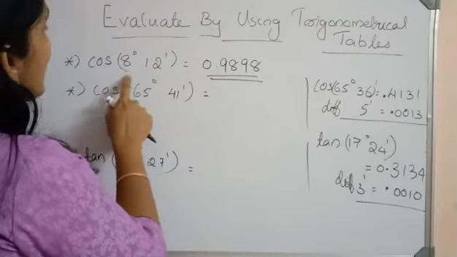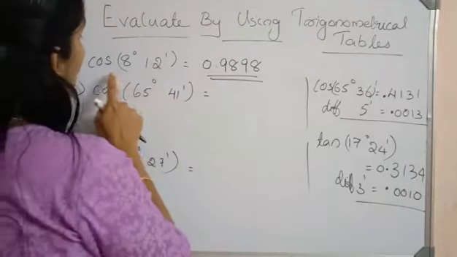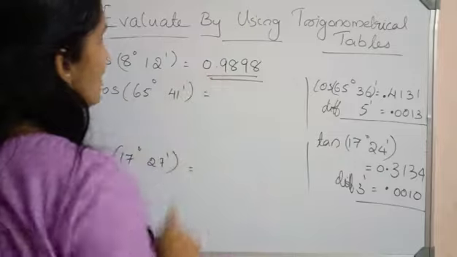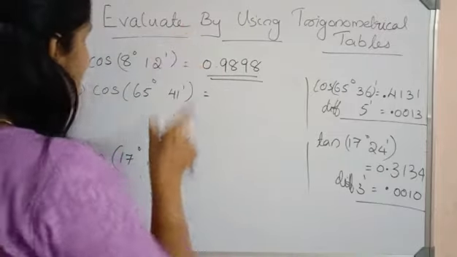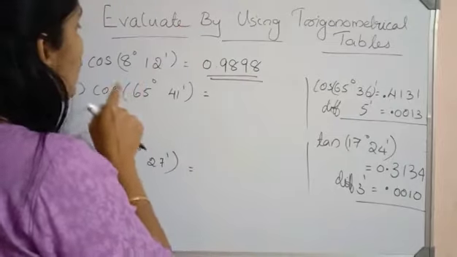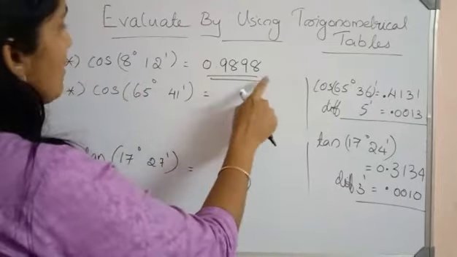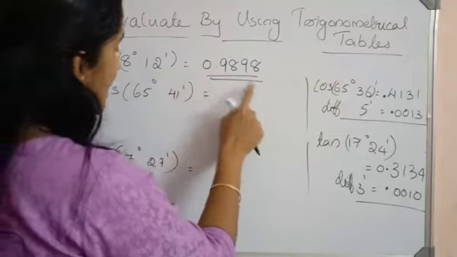Consider cos 8 degree 12 minutes. From the table we directly get the value of cos 8 degree 12 minutes as 0.9898. You need to see the column on the left side where 8 degree is, and from there see the column headed by 12 minutes. You will get the value of cos 8 degree 12 minutes as 0.9898.